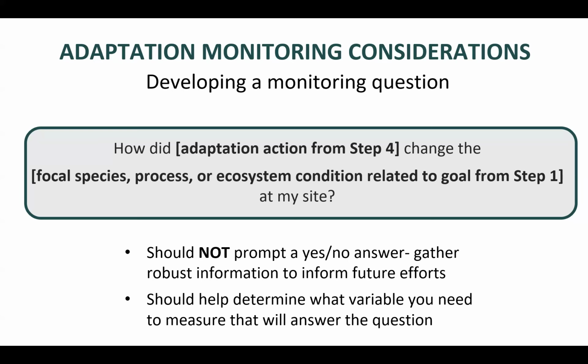For example, your question could look like, how do patch cuts improve focal wildlife species abundance on my property? This focal wildlife species might be early successional bird species, for example. Importantly, this question should be open-ended rather than prompting a yes or no answer. This will allow you to gather more robust information to inform future management. Forming a question like this should also help you in the next steps of figuring out what variable or variables you'll need to measure in order to answer your monitoring question.